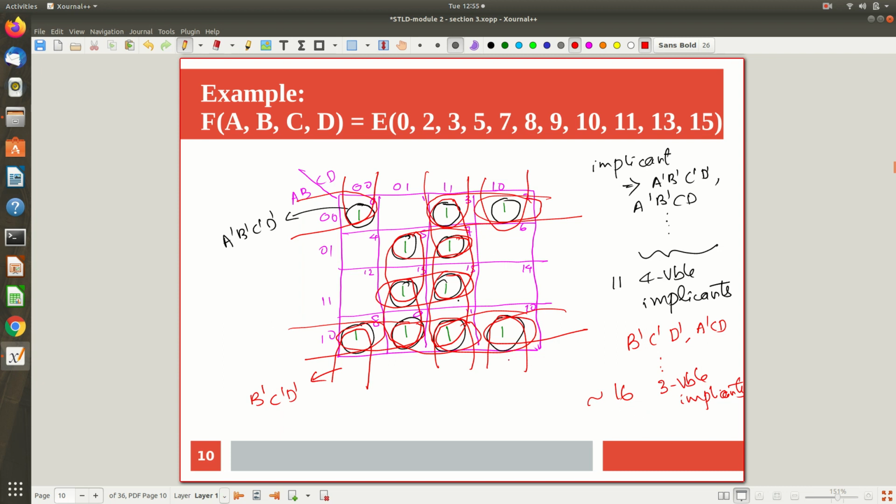But anyway, this is a very trivial concept, implicant. Nobody is going to ask you how many implicants are there. So that is meaningless. But the next concept is important, prime implicant. We will see that. Here, just for your understanding, I am saying all these are implicants. Now I can think about what?